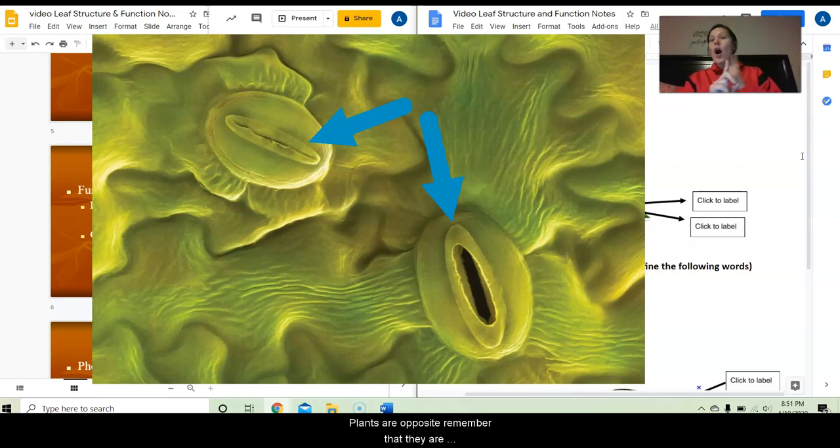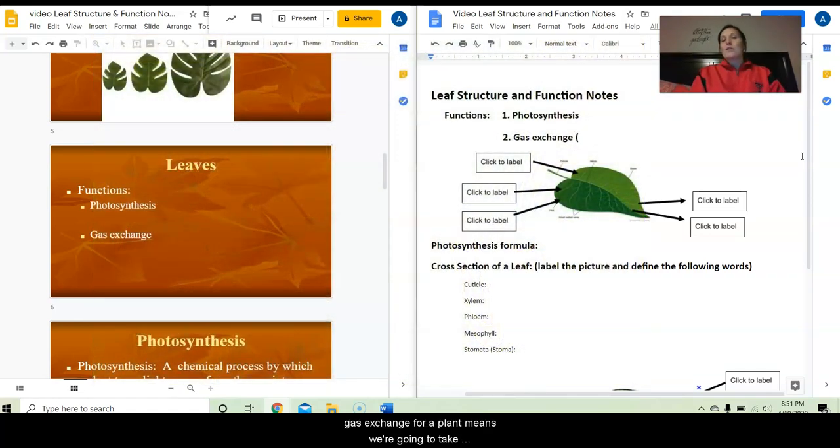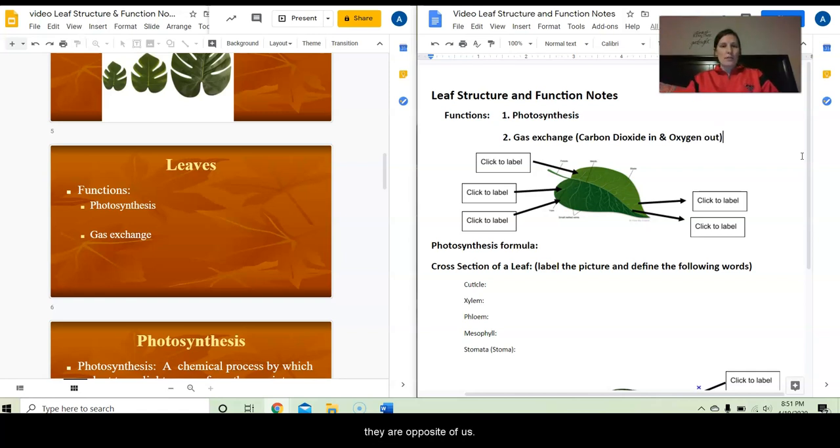Plants are opposite. Remember that they are opposite. They don't breathe in oxygen, they breathe out oxygen. So gas exchange for a plant means we're going to take carbon dioxide into the plant and oxygen out of the plant. Just remember that they are opposite of us.